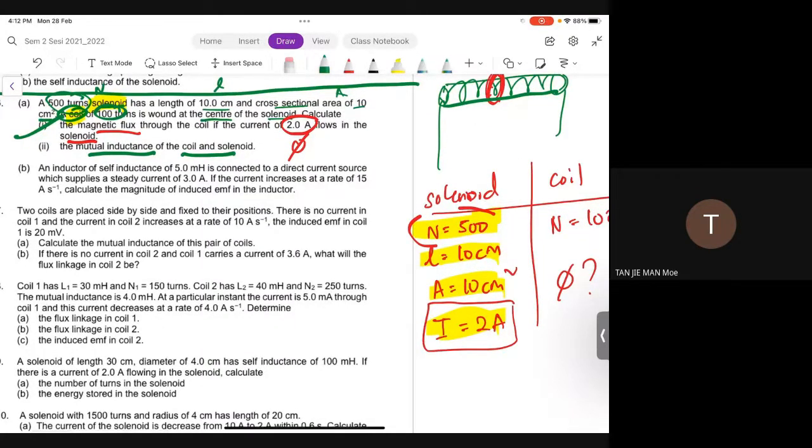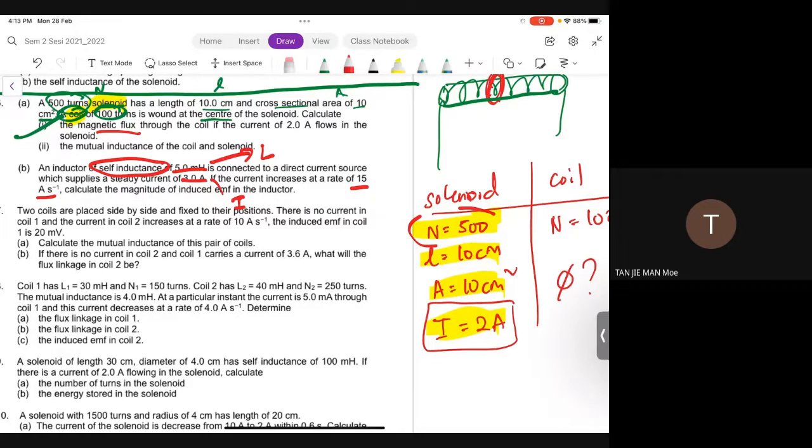Number B, an inductor of self-inductance. So dia bagi mention the word self-inductance, so this is your L. Ini L, itu adalah simbol L. And then it's connected directly with the current source with supplier steady current. So dia bagi current adalah 3, I adalah 3. If the current increase at the rate of 15 ampere per second, calculate the magnitude of induced EMF in the inductor.